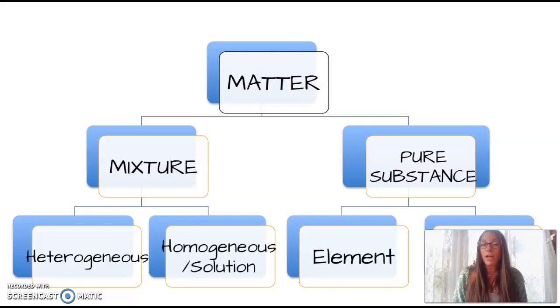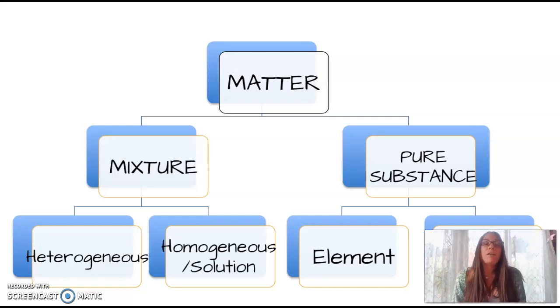An example of an element, and we're going to start with elements because they're the building blocks of everything, is carbon. Carbon is my favorite element. You'll learn a lot more about why as we go throughout the school year together. An example of a compound is water, H2O, or table salt, which we just call salt, but really salt is a larger group of substances. We'll talk more about those later as well. Salt's chemical name is sodium chloride.